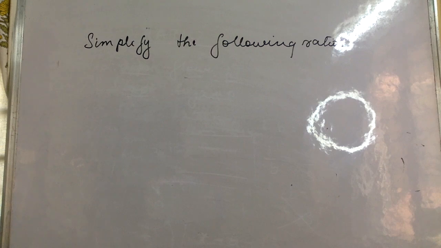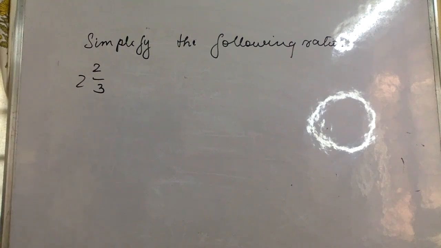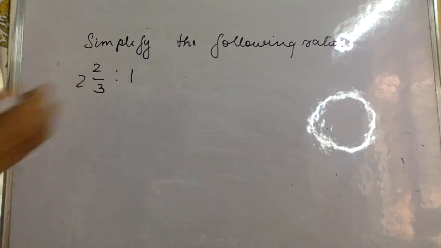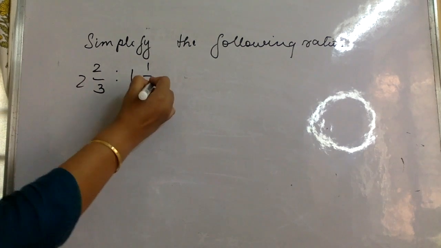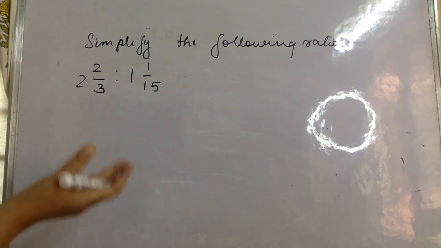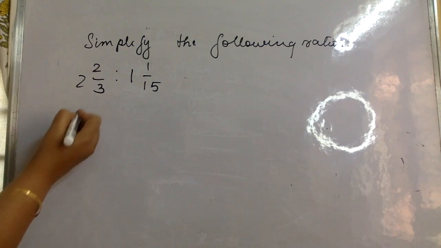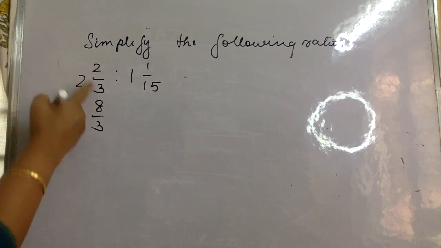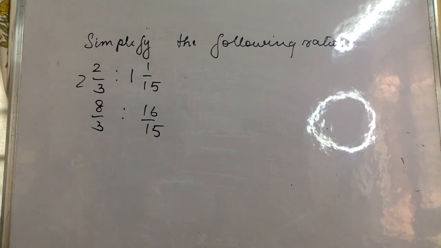Now simplify the following ratios. 2 and 2/3 is to 1 and 1/15. How do I simplify this? This way I can't understand anything. I have to make it into a simple form. First thing, convert it from mixed to improper. So this is 8 by 3, 2 3s are 6, and this is 16 by 15.